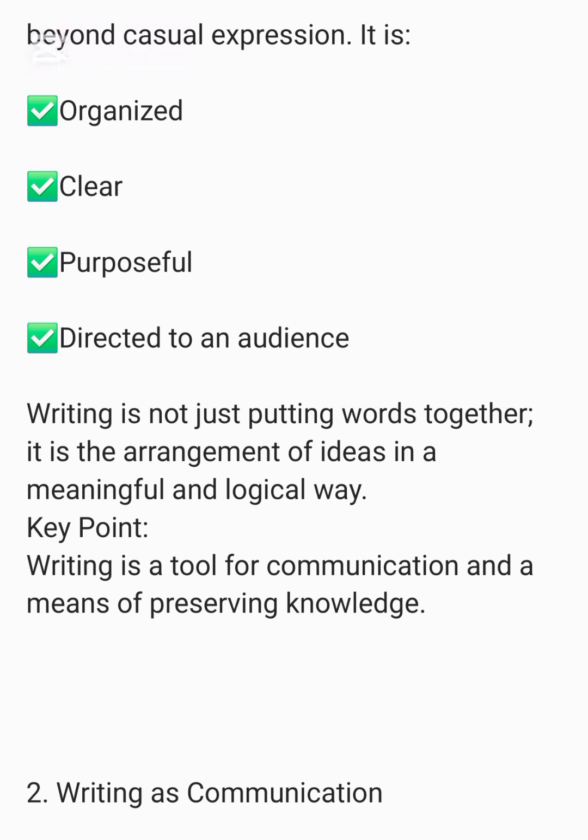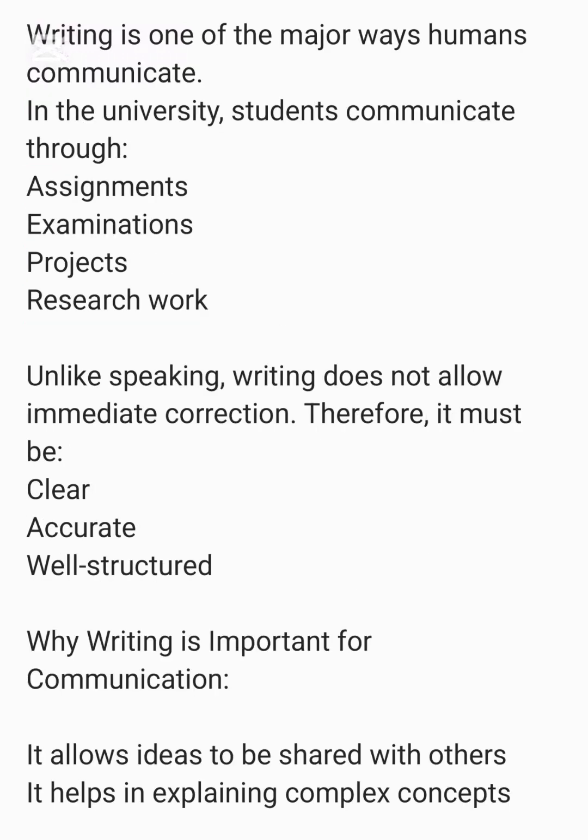Now moving to writing as communication. Writing is one of the major ways humans communicate. In the university, students communicate through assignments, examinations, projects, and research work.